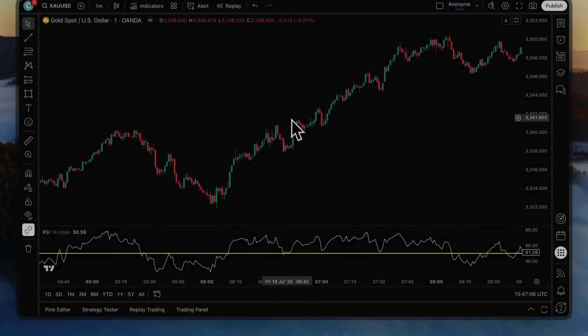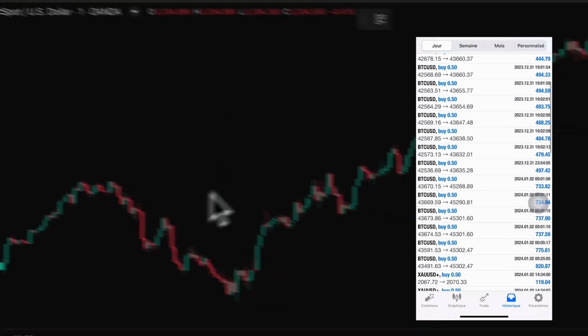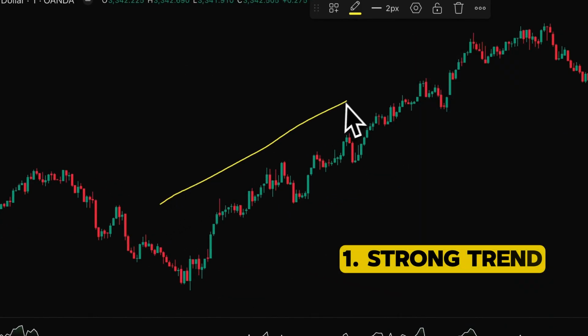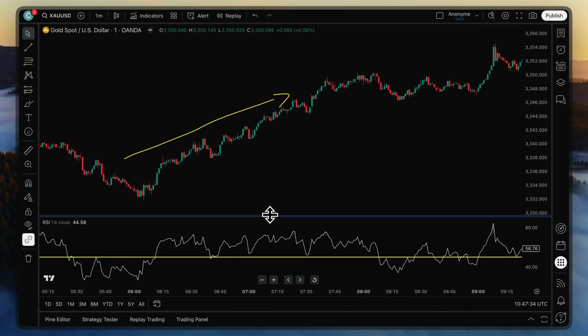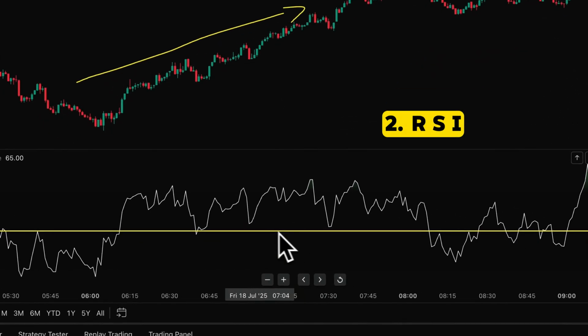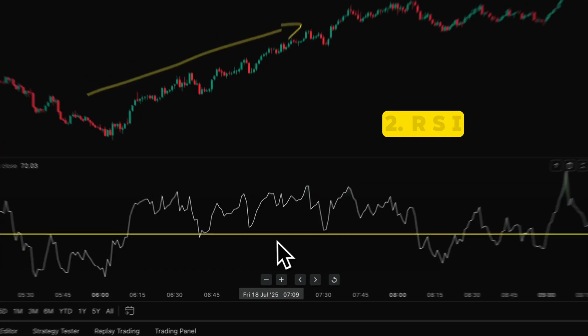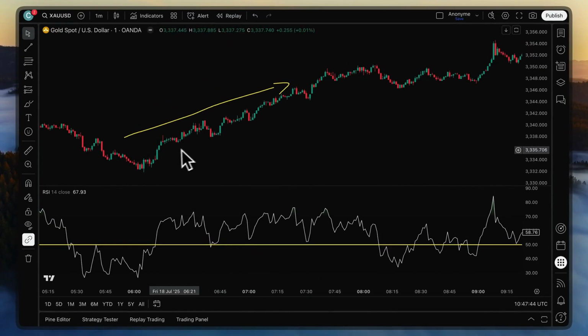Hello everyone. For this 1-minute time frame strategy, the first thing we need is to spot a strong trend in the financial markets. We'll also need the RSI, and I'm going to share with you the secrets of the 50% zone, which will really help us to buy all along this trend.